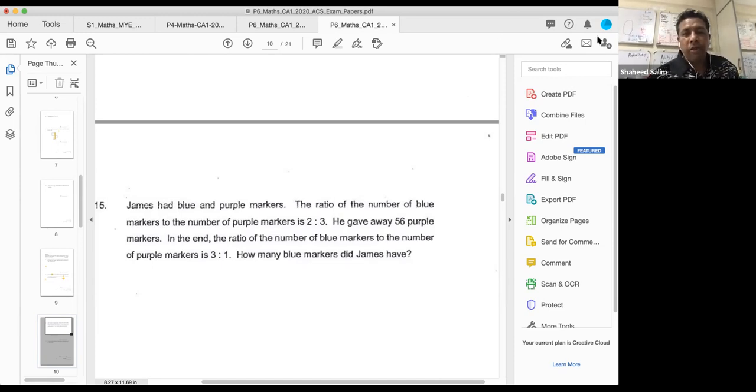Remember, he did not give one of the markers away. He did not give the blue markers away. So make the blue marker number the same.